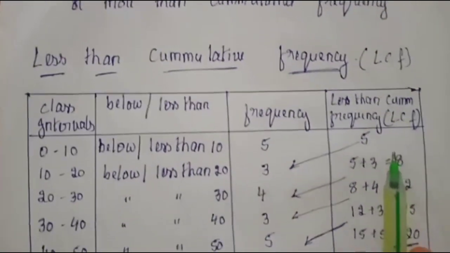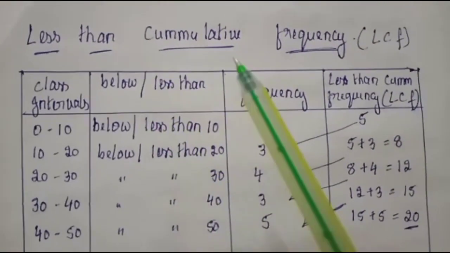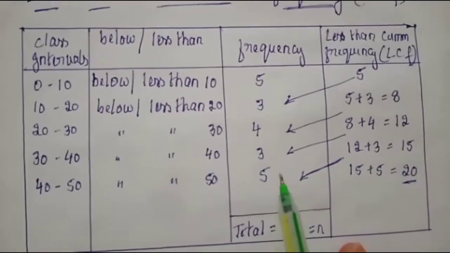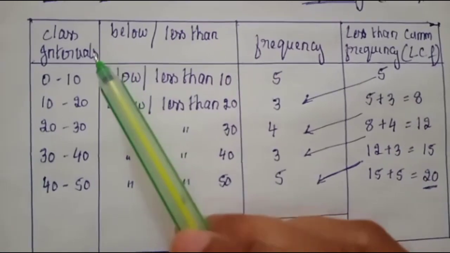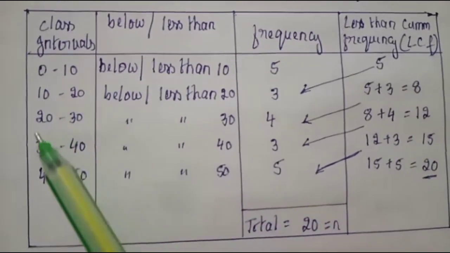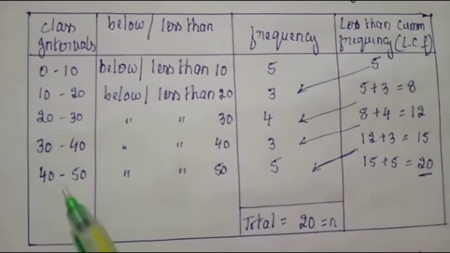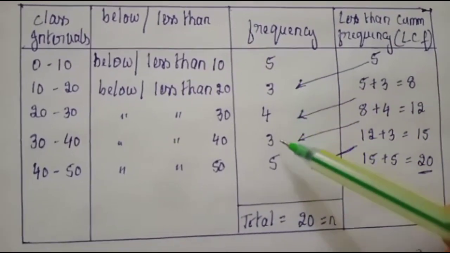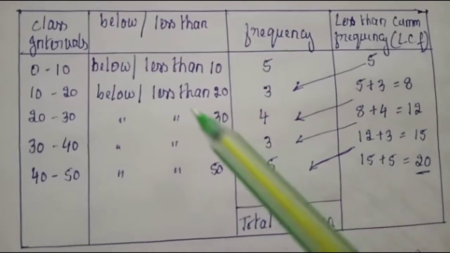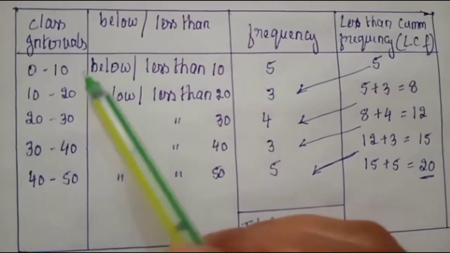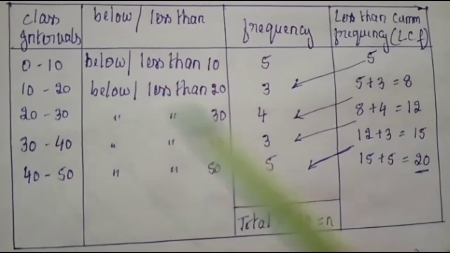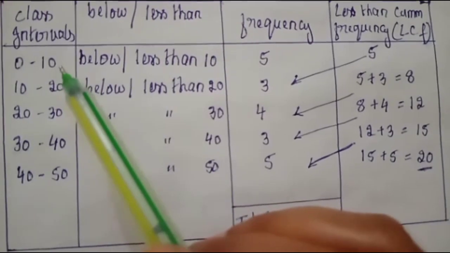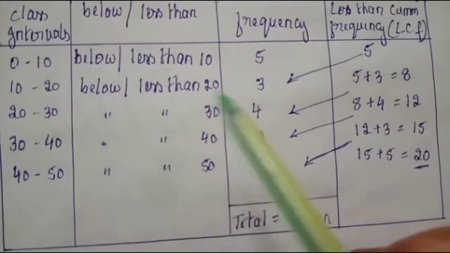Now let us learn what exactly less than cumulative frequency is. Let me explain this with one example. I have taken here class intervals 0 to 10, 10 to 20, 20 to 30, 30 to 40, 40 to 50, and the frequencies are 5, 3, 4, 3, 5. Suppose this is the marks and this is the number of students, and I ask you how many children scored less than 10.